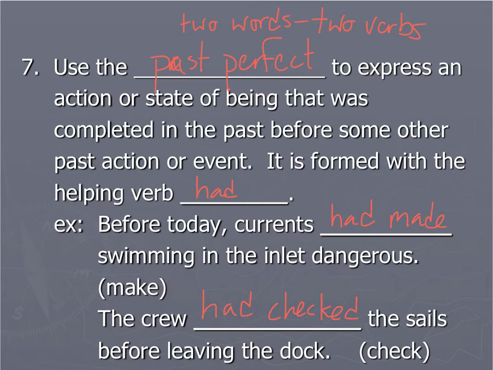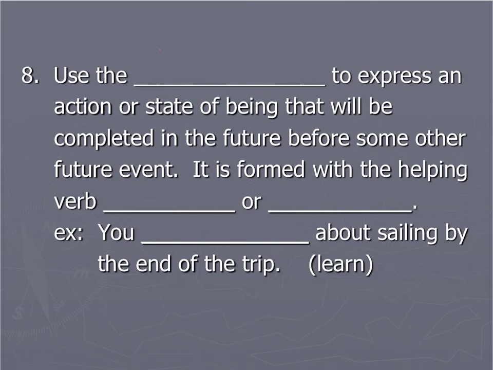And then the last one we're going to get to, the future perfect. Okay, so future perfect is actually going to be three verbs. All right, future is always will. Perfect is going to be have, and then the verb. So that's how you can remember it. The future perfect expresses an action or state of being that will be completed in the future before some other future event, and is formed with the helping verb will, and then have.